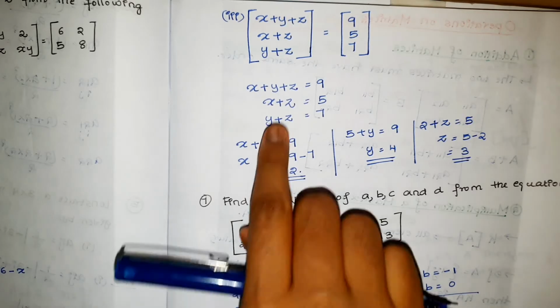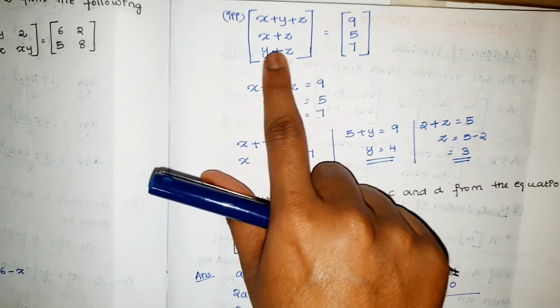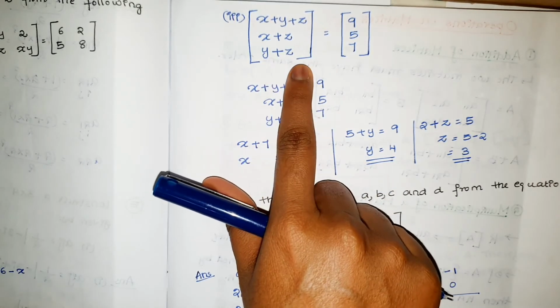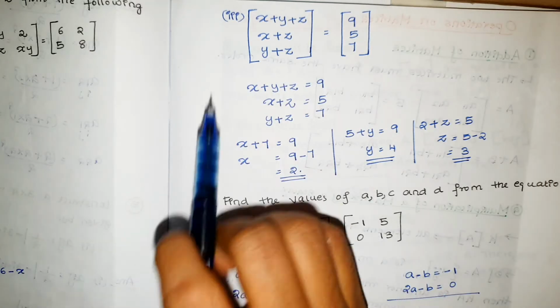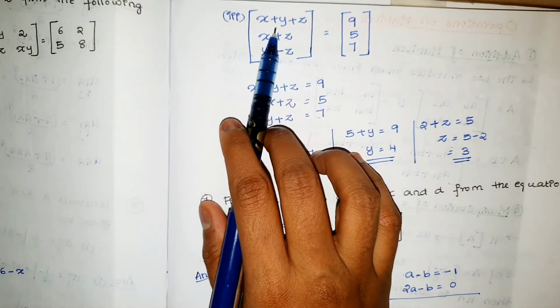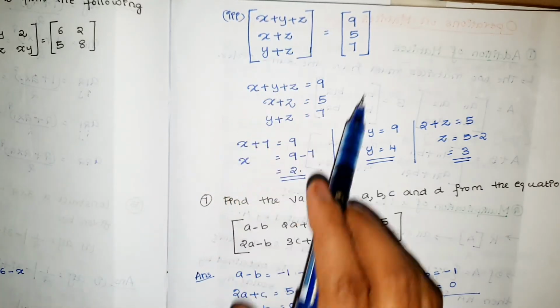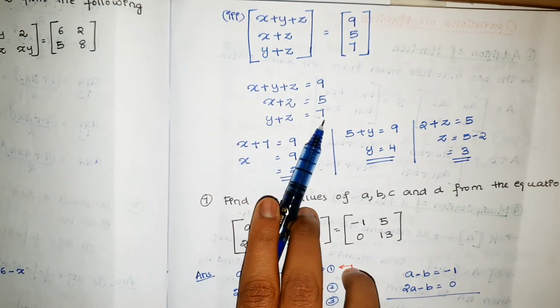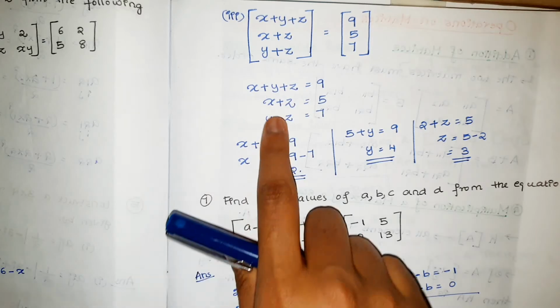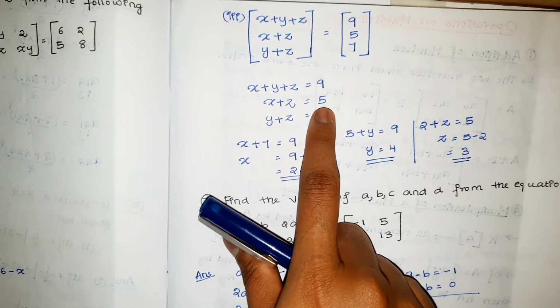Next question. x plus y plus z, x plus z and y plus z, that is equal to 9, 5, 7. So first we can equate the elements of the matrix. x plus y plus z is equal to 9, x plus z is equal to 5 and y plus z is equal to 7. This is very easy because x plus z is given as 5.